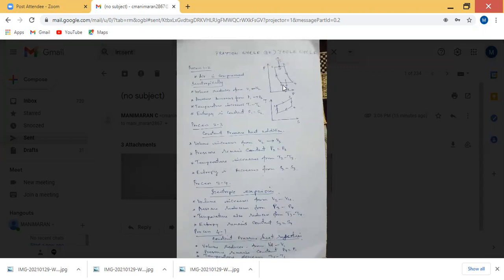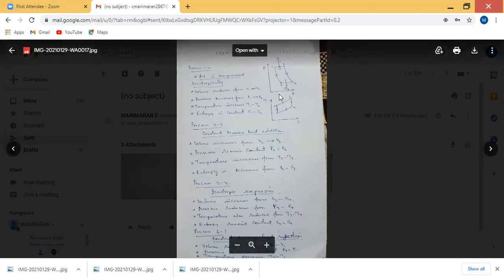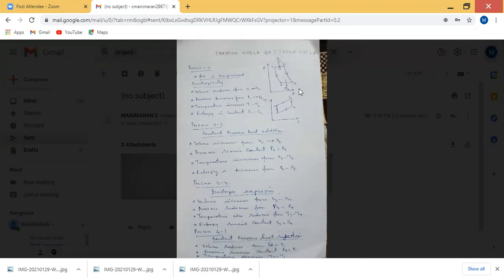The first one is isentropic compression, that is 1 to 2. Then 2 to 3 is constant pressure heat addition. Then 3 to 4 is isentropic expansion. Then 4 to 1 is constant pressure heat rejection.